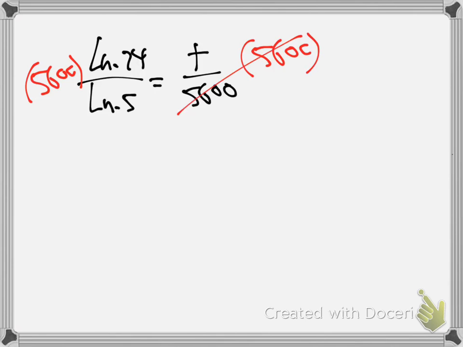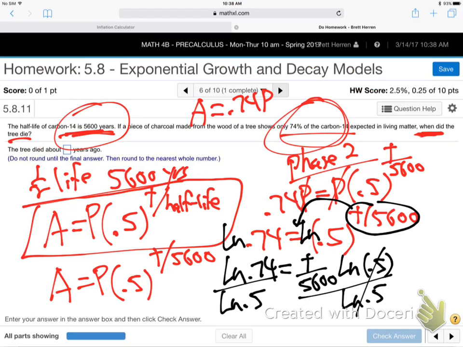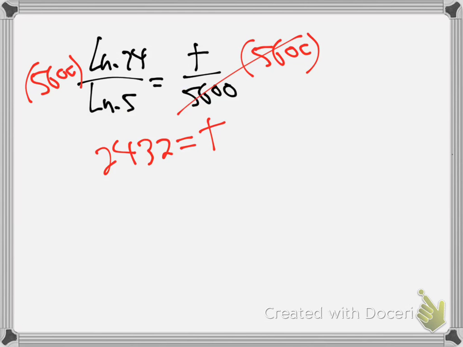So there it is. Hit the buttons on your calculator. Somebody got it? 2,432. Is that rounded? What do they want? They want rounded to the nearest whole number. 2,433. Goes to 33? Okay. That many years old, by the amount of carbon-14 that's left.